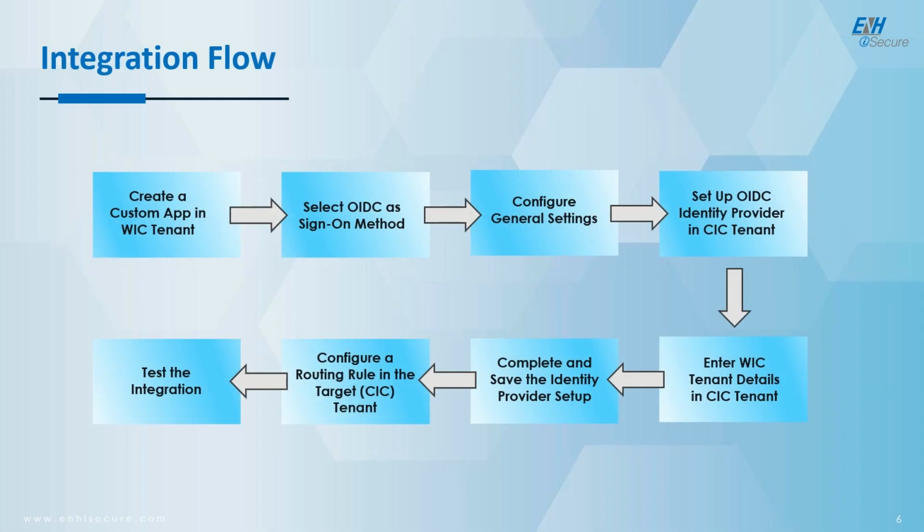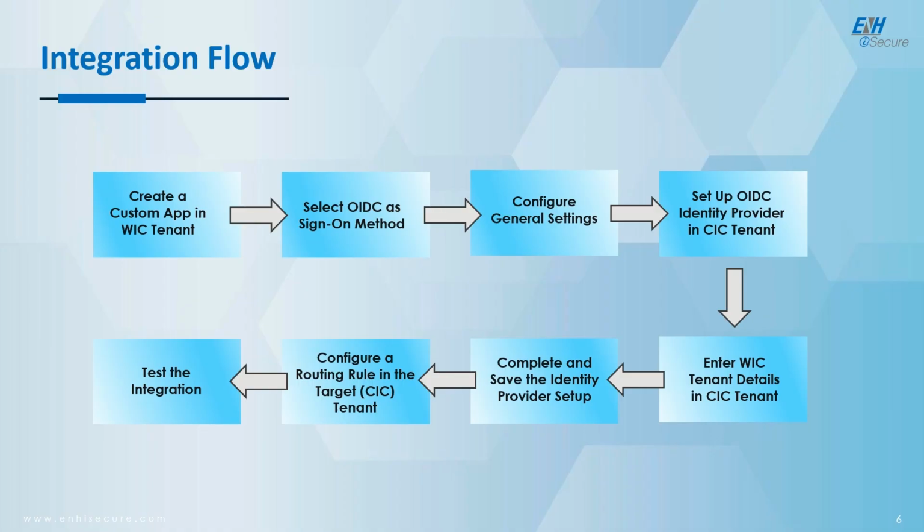Before proceeding, let's walk through the step-by-step process for setting up the org-to-org integration between the WIC and CIC Okta tenants. The process begins in the WIC tenant, where we create a custom application specifically for the org-to-org integration. This application acts as the authentication bridge, allowing users from WIC to access resources in CIC. During the setup, we select OpenID Connect as the sign-on method, as it offers a modern, secure, and standards-based approach to authentication between Okta organizations.